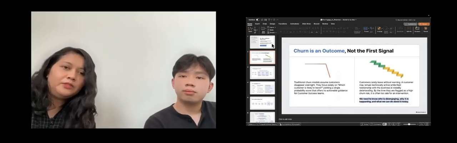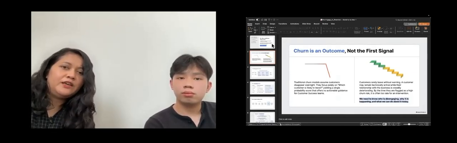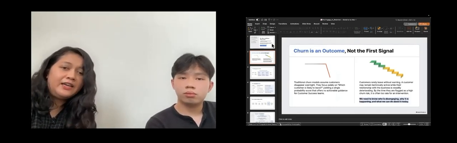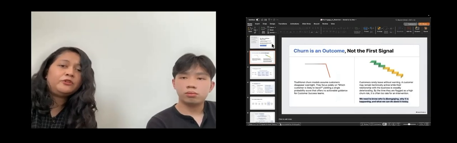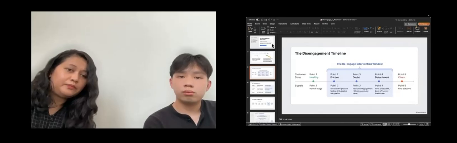So the problem here is churn is an outcome, but it doesn't have to be the first signal. By the time they are flagged as high churn risk, it is often too late for an intervention. That's why we came up with Re-engage.